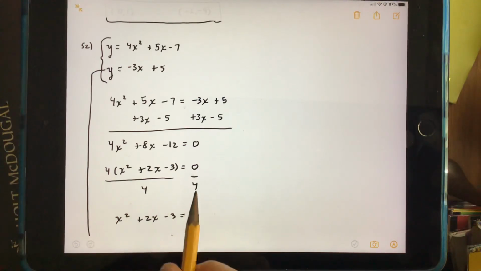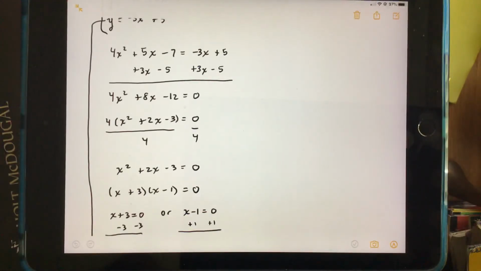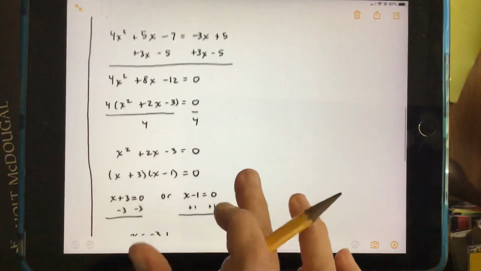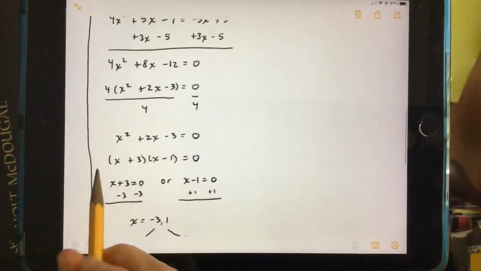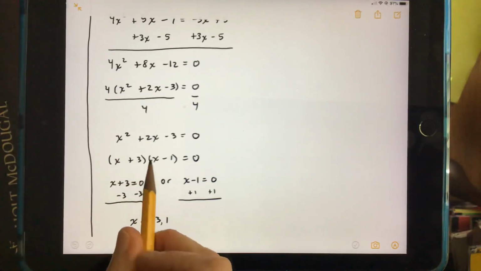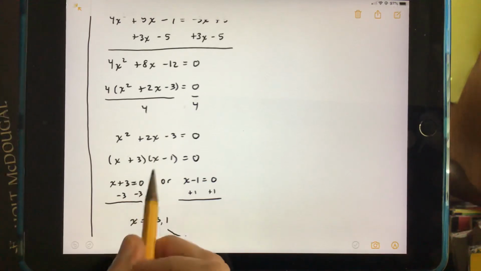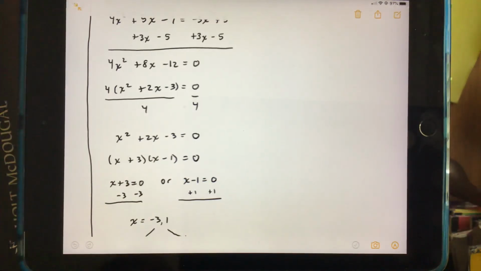And then I'm going to divide both sides by 4, and I have a much simpler equation to factor. X squared plus 2x minus 3 equals 0. I'm going to factor this trinomial into x plus 3 times x minus 1, because x times x is x squared. My outside, negative 1x, plus my inside 3x is 2x. 3x minus 1x is 2x. And 3 times negative 1 is negative 3.